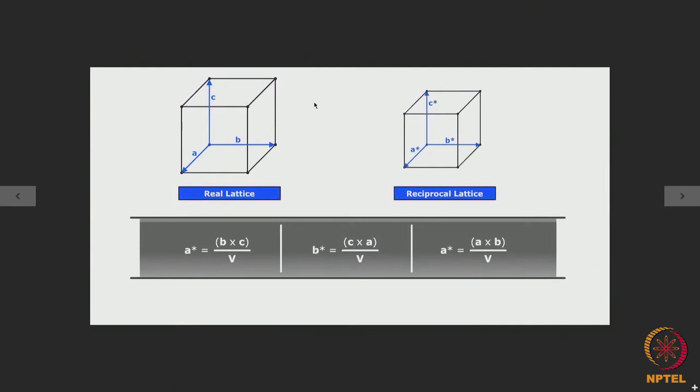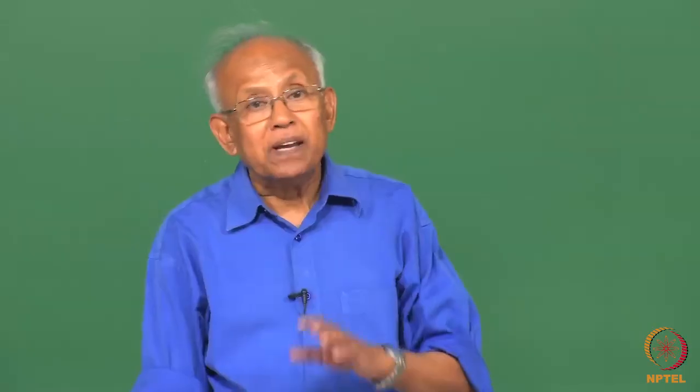So, this is the unit cell of the real lattice, this is the unit cell of the reciprocal lattice, this is reciprocal to this. Now, we have said quite arbitrarily that the lattice parameters of the unit cell in the real lattice, A, B, C, and the lattice parameters of the unit cell in the corresponding reciprocal lattice, A star, B star and C star, are related in this fashion. A star is equal to B cross C by V, B star is equal to C cross A by V, C star, it is not A star here, C star is equal to A cross B by V. Now, we will readily see why such relationships have been assumed.